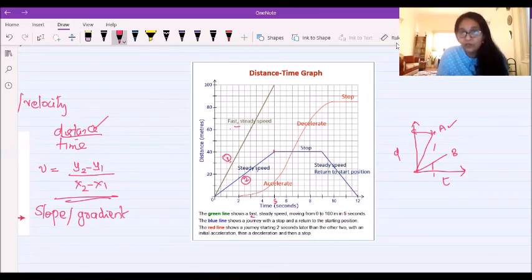Now look at this portion of this graph where I am drawing. Compared with the time axis, this one is not changing its position. That means it is stopped.